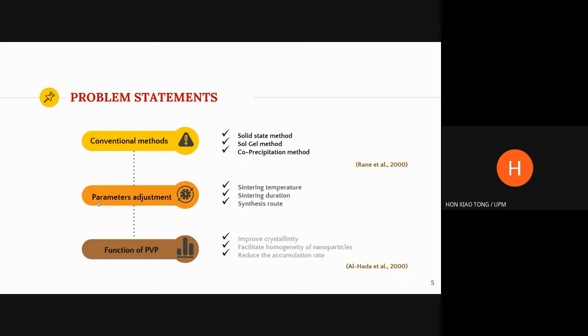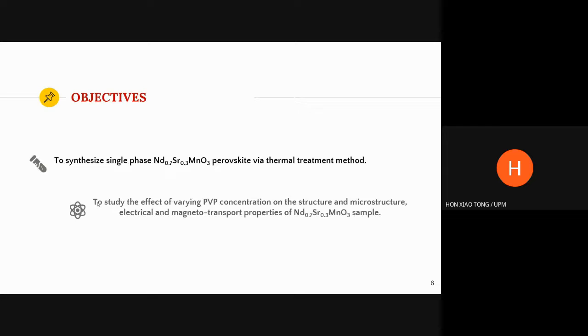And in thermal treatment approach, PVP is very crucial as it acts as the capping agent to prevent the abundant growth of the nanoparticles. Besides, it also helps to improve the crystallinity, facilitate the homogeneity of nanoparticles, as well as to reduce the agglomeration rate. And the objective of my project is, firstly, to synthesize the single-phase NSMO perovskite via thermal treatment method, and to study the effect of varying PVP concentration on the structure and microstructure, electrical and magnetic transport properties of NSMO sample.